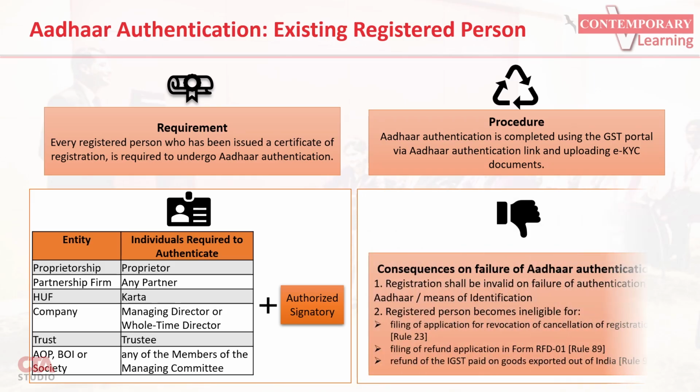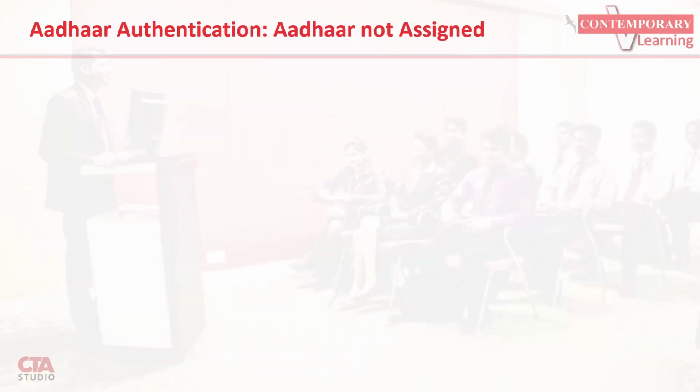Consequences of failure. If Aadhaar authentication fails, the consequences are severe. 1. Registration shall become invalid. 2. The registered person becomes ineligible for filing application for revocation of cancellation of registration. 3. Rule 23. Filing refund application in form RFD-01. Rule 89. Refund of IGST paid on goods exported out of India. Rule 90.